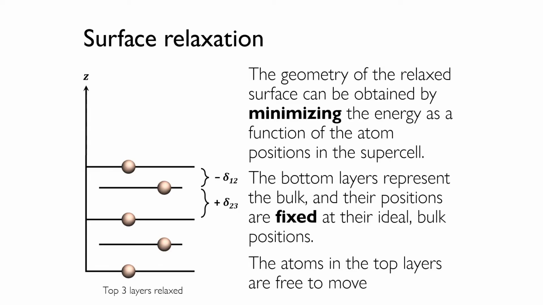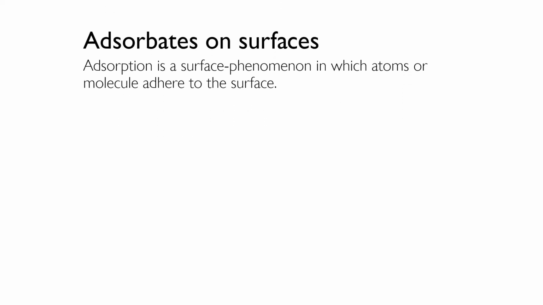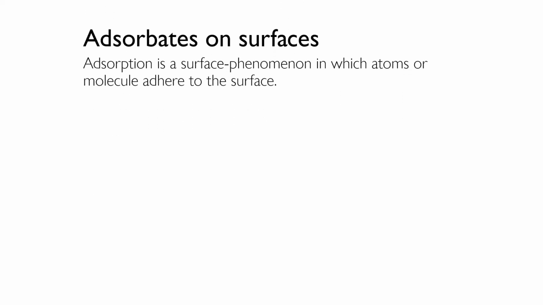Up to this point, I've only focused on clean surfaces, which is to say, surfaces with the same chemical composition as the bulk. However, most of the interesting processes occurring at surfaces happen when other chemicals are present on them. When atoms or molecules stick to the face of a surface, we say that they're adsorbed on the surface, and we call the adsorbed species adsorbates.